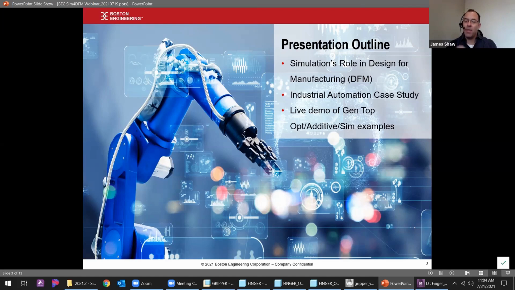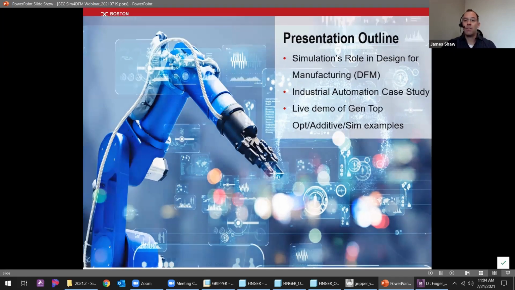And then I'm going to dig in from there and show, actually hands-on, what a deep dive application for simulation in DFM might look like. We're going to do some of the latest generative topology optimization and applications for additive and more traditional, say, subtractive, if you will, or plastic injection molding. So let's talk about simulation first.